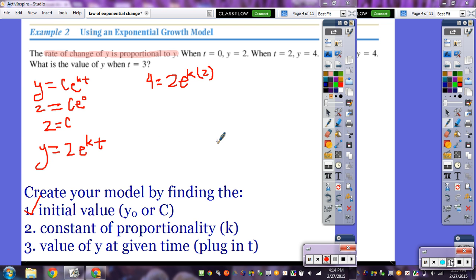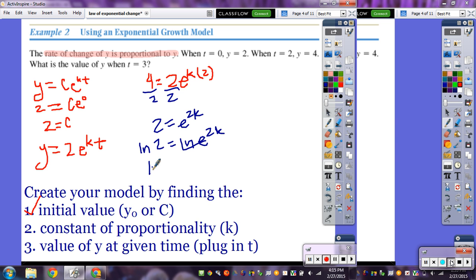Our next step would be to solve for k, our constant of proportionality. So I divide both sides by 2. 2 equals e to the 2k. And then to isolate k, I need to get rid of this e, and I do that by taking the natural log of both sides. So the natural log of 2 equals the natural log of e to the 2k. The natural log and e eliminate each other, and it would be natural log of 2 equals 2k. Divide, and your constant of proportionality would be natural log of 2 over 2.